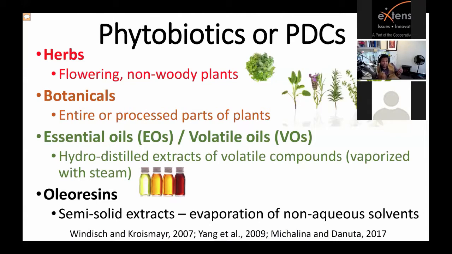Now, when we talk about botanicals, they are the entire or processed parts of the plants. The best example would be Ayurveda, which is the traditional medicine in India. We have that botanical section where we use the entire plant or some part of the plant to get the concoction, or for that matter, the syrup, to be used as a curative for treating certain disease conditions.